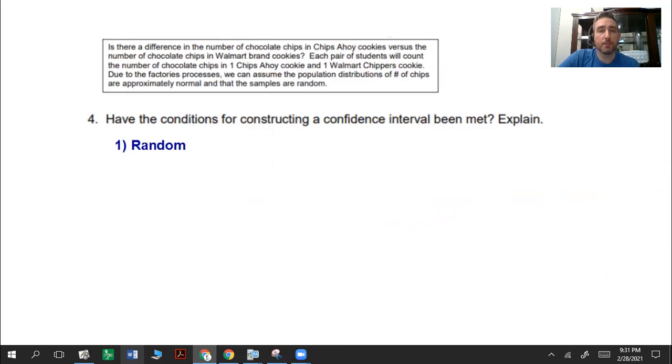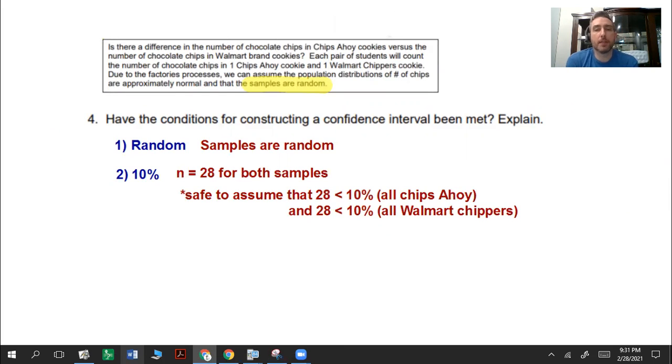So we check our conditions. Has the random condition been met? Yep, it says the samples are random. Do we meet the 10% condition? Sure, 28 is definitely less than 10% of all Chips Ahoy and Walmart chippers. So we write that down. Make sure you check it for both.